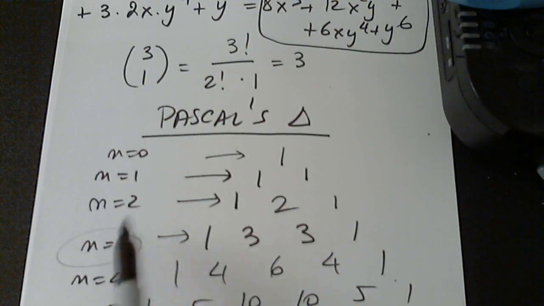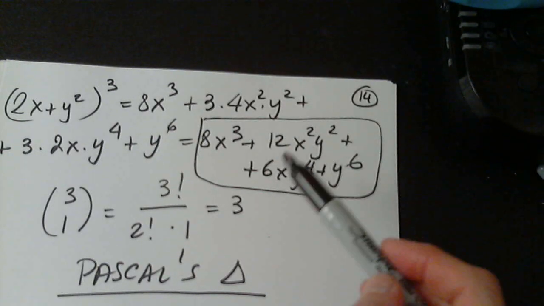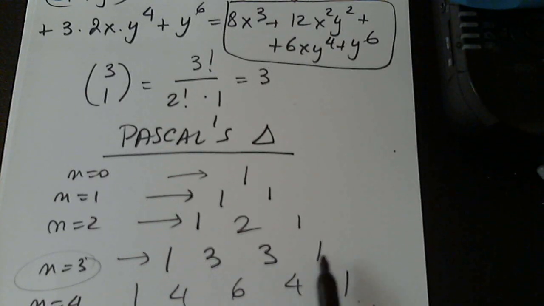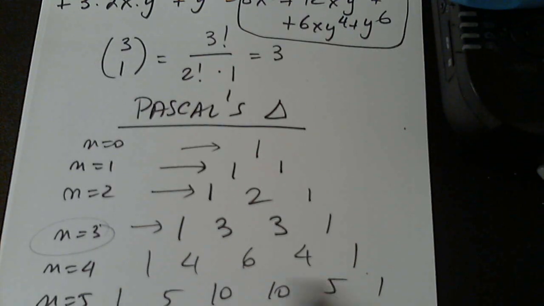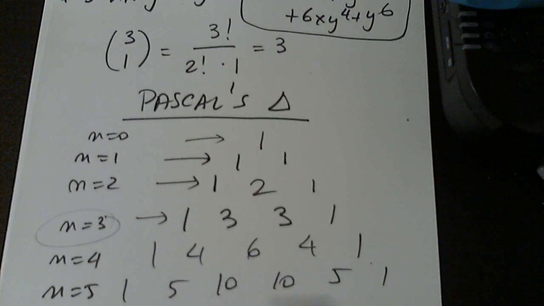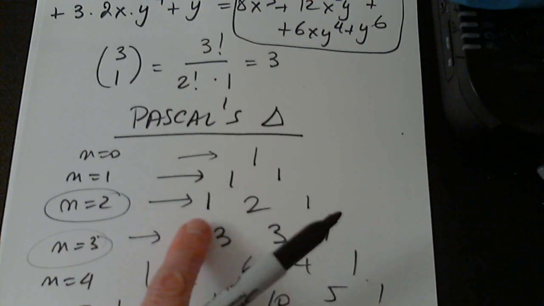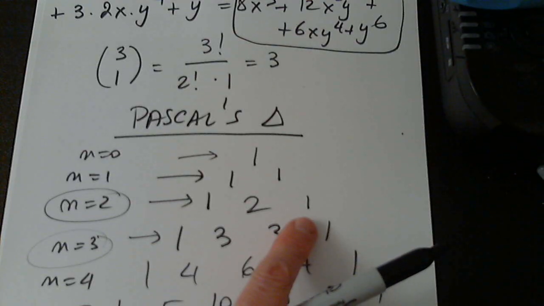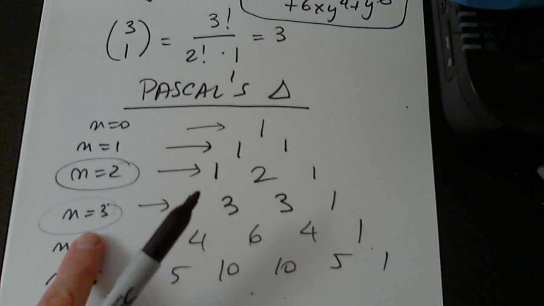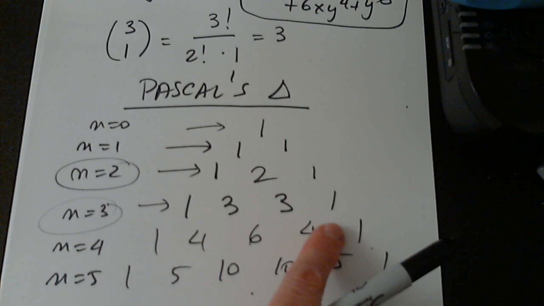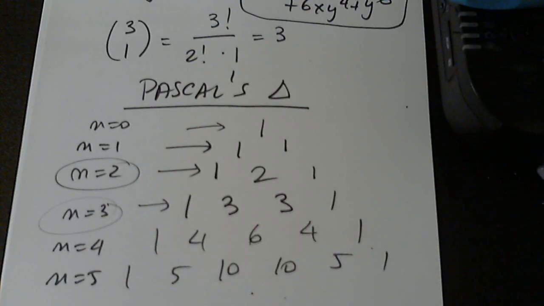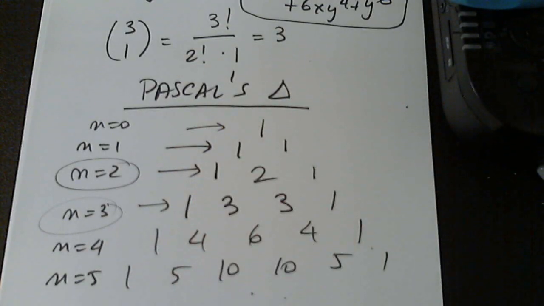So when n is 3, we got 4 terms. 1, 2, 3, 4 terms. When n is 4, 5 terms. When it's 5, 6 terms. Always one more. So remember from the beginning of the class, a plus b squared, 3 terms. Now a plus b to the 3rd, 4 terms. So you can use n choose k, and I'll stop.